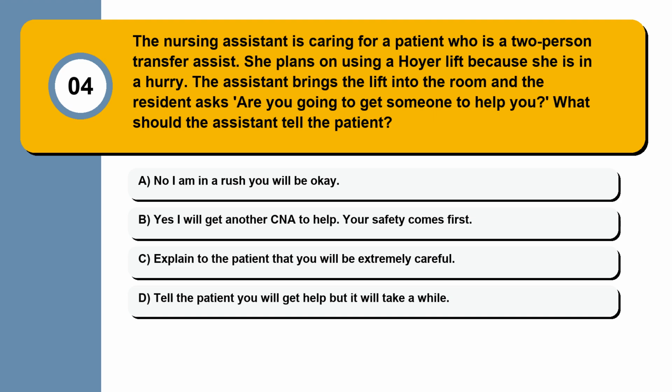Question 4. The nursing assistant is caring for a patient who is a two-person transfer assist. She plans on using a Hoyer lift because she is in a hurry. The assistant brings the lift into the room and the resident asks, "Are you going to get someone to help you?" What should the assistant tell the patient? "No, I am in a rush, you will be okay." "Yes, I will get another CNA to help." Your safety comes first. Explain to the patient that you will be extremely careful. Tell the patient you will get help, but it will take a while.